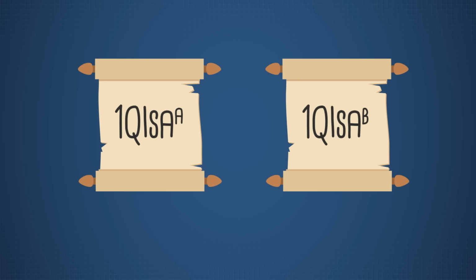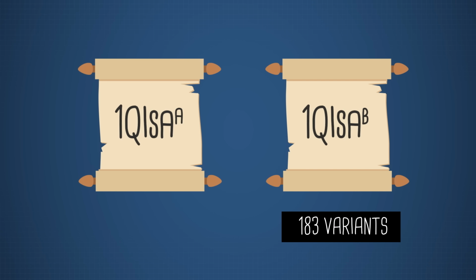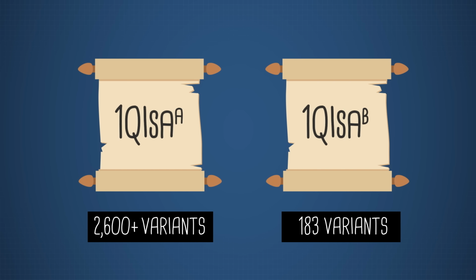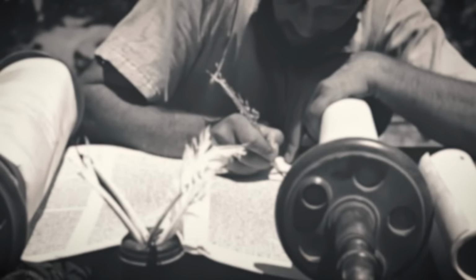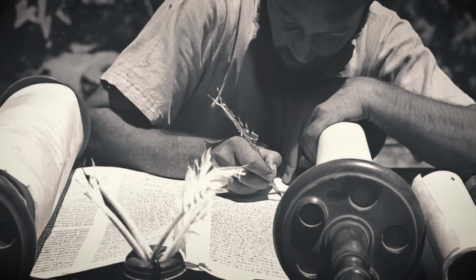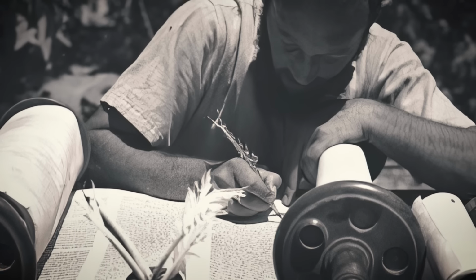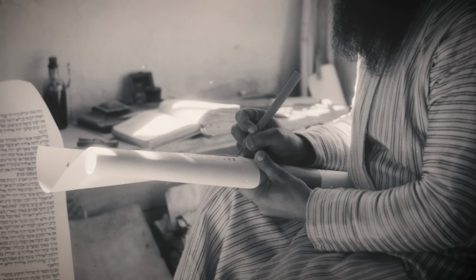The less complete 1Q Isaiah B has around 183 textual variants. That's differences in words to the Masoretic text. While that seems like a lot, it's actually a pretty small number compared to the older 1Q Isaiah A, which has over 2,600 variants. Now, many of these variants can be explained by scribes updating language, and they don't substantially change the meaning of the text, but some variants are more significant.